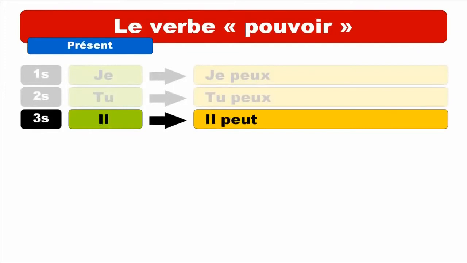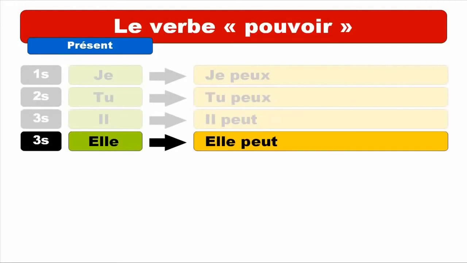Il peut. Alright, so same way of pronunciation. You've got T at the end, but then you don't pronounce it. Il peut. Okay. Elle, feminine form, third person of the singular, and it's the same way. Elle peut. Repeat. Elle peut.